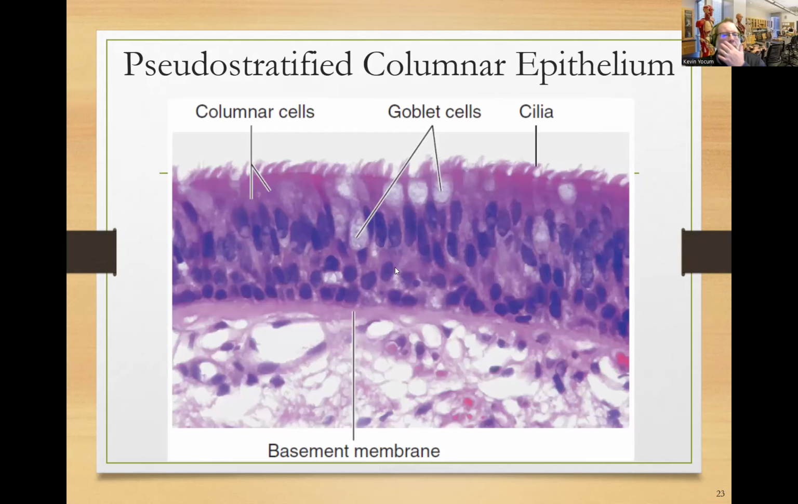Here's another good image of pseudostratified. So you have these columns, goblet cells secreting the mucus, and then the cilia. So this would be the lumen out here, basement membrane down here, and some connective tissue down here. And so again, epithelium, connective tissue.